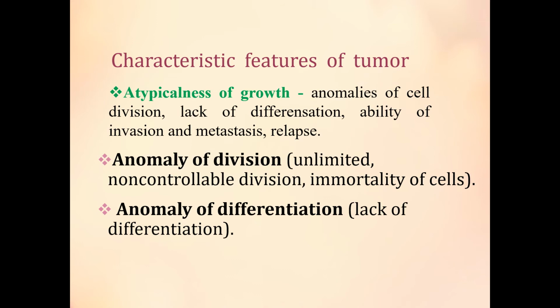Disturbance in differentiation is manifested by complete or partial cessation of tumor cell maturation. The reason for this is inactivation of genes that provide normal cell differentiation, which occurs as a result of additional mutations during carcinogenesis.